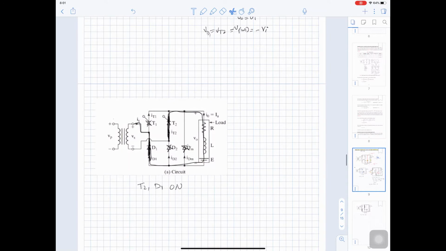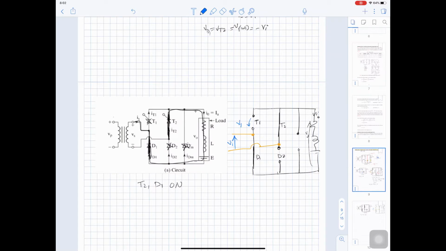So we will sketch the circuit. So thyristor 1 is turned off, diode 1 is turned on, thyristor 2 is turned on, diode 2 is turned off, and the freewheeling diode is open circuit. And here is our load RLE, V out, I out. So this is thyristor 1, thyristor 2, diode 1, diode 2, and the source is connected here. Here is V input.